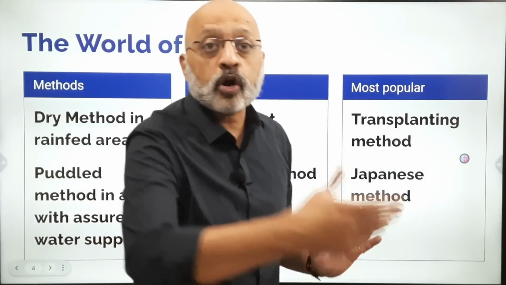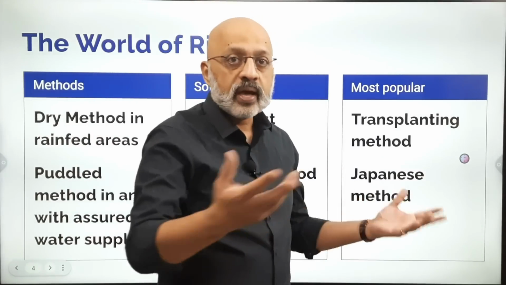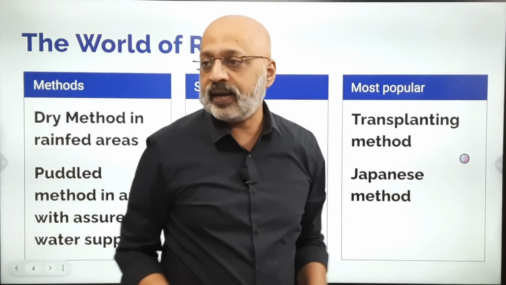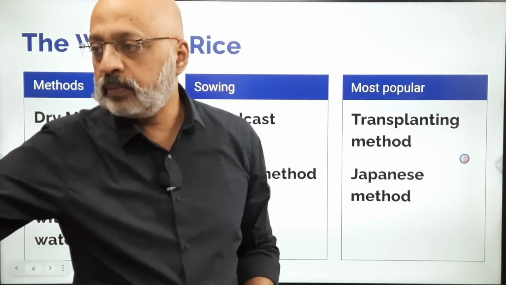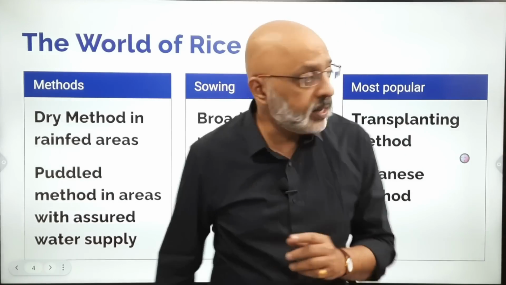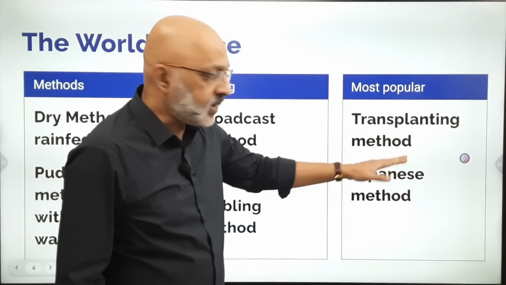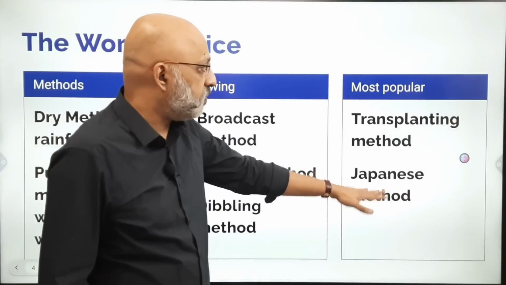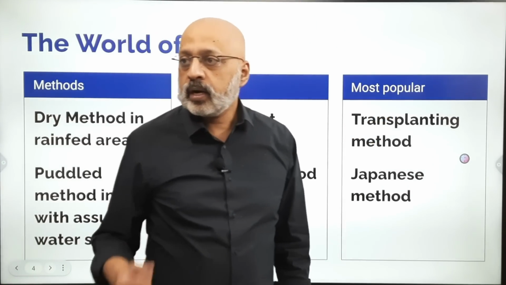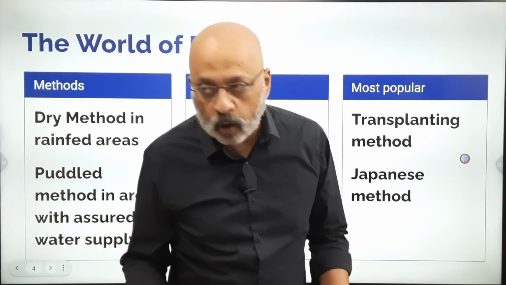So you can understand the broadcast method is the easiest, but obviously it does not ensure a proper coverage of the entire field and proper germination. What is used more commonly is the transplanting method, and there is also something called the Japanese method. These are the two which are more popular, especially the transplanting method. Now the transplanting method is the most common method.